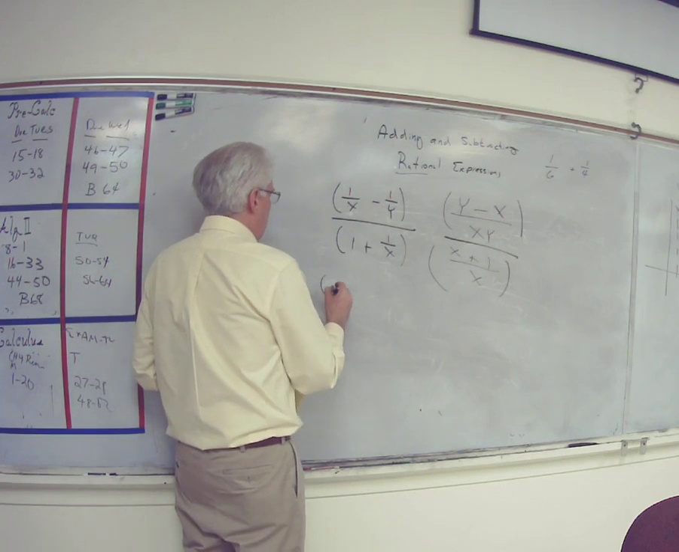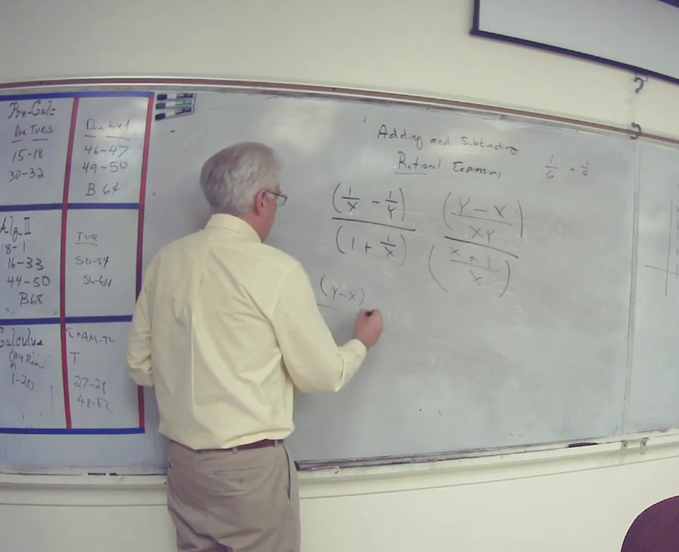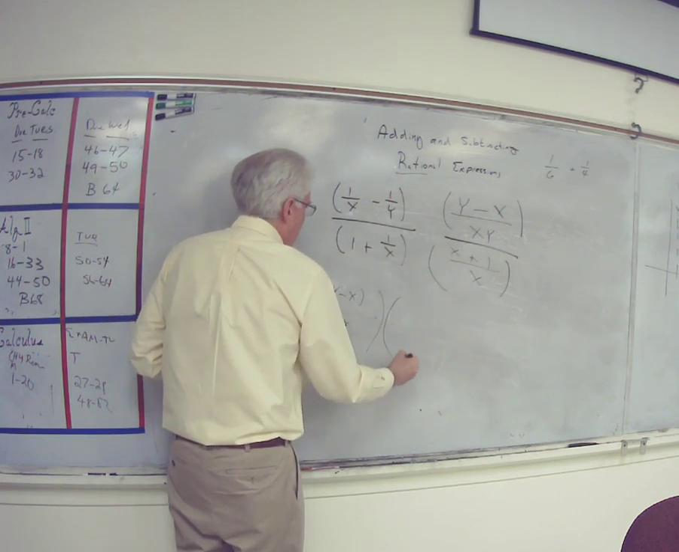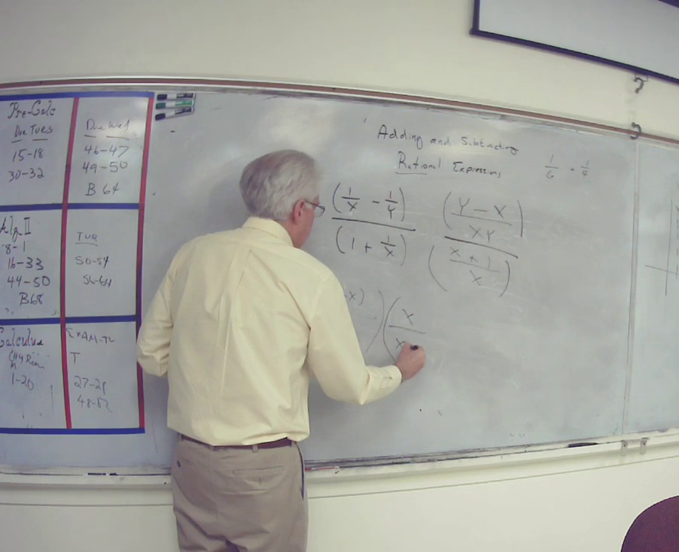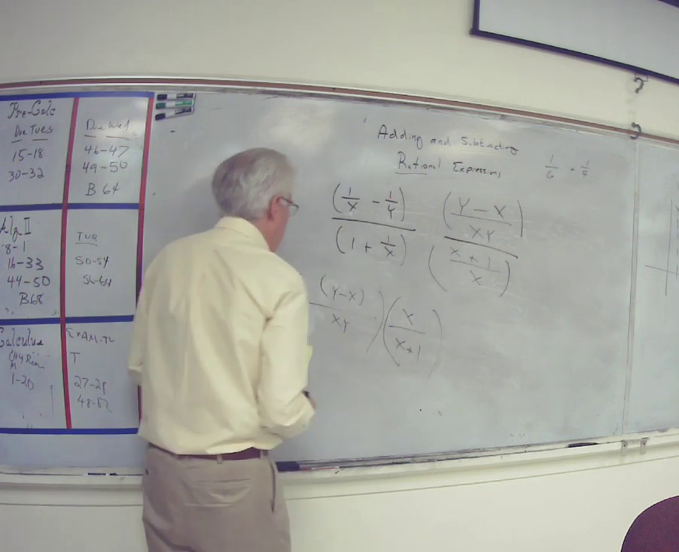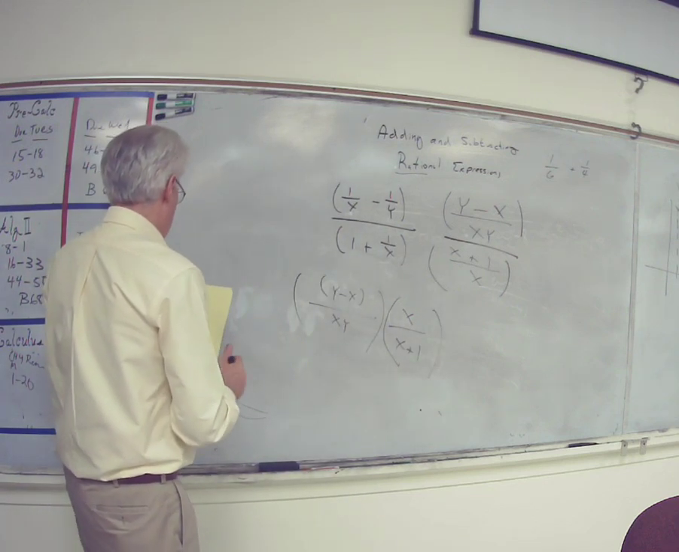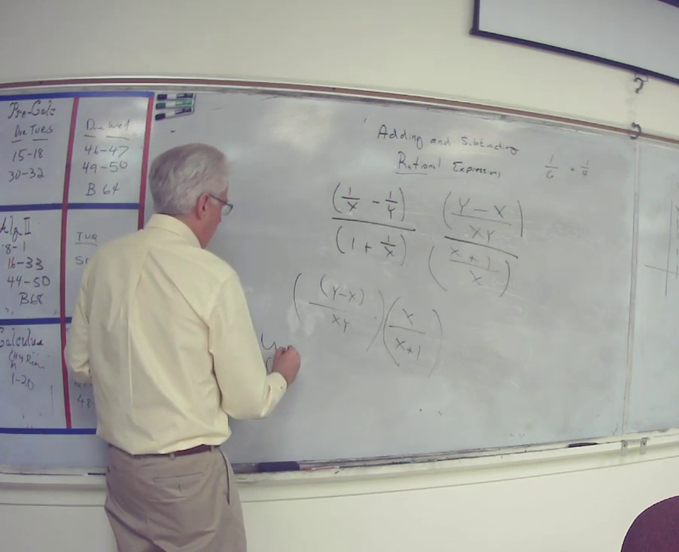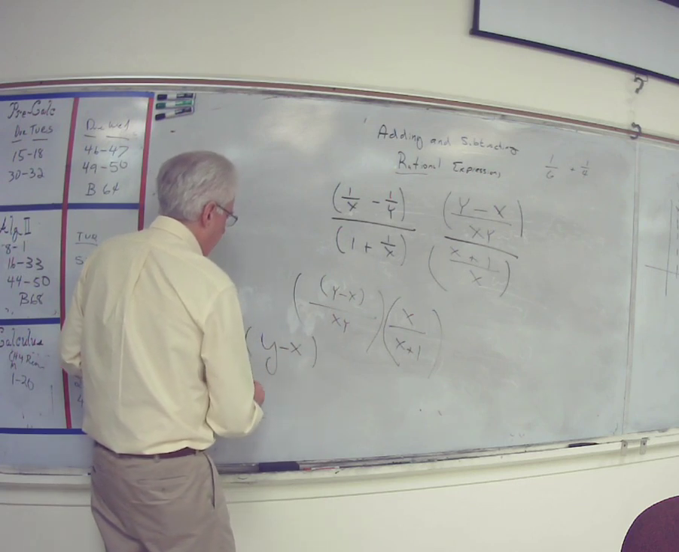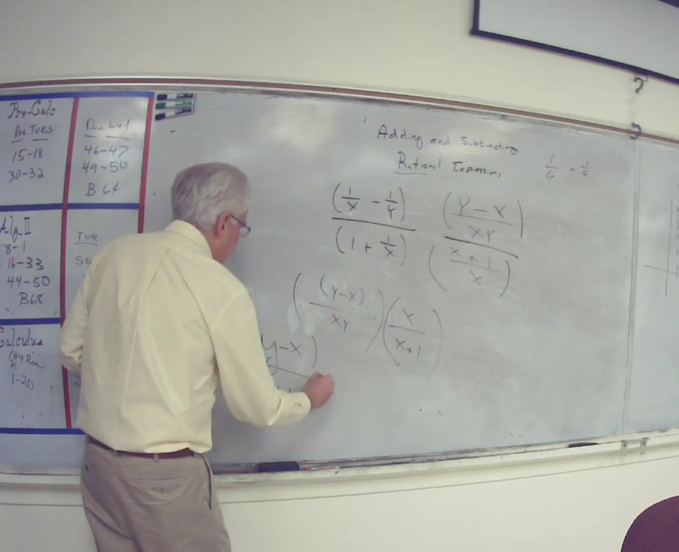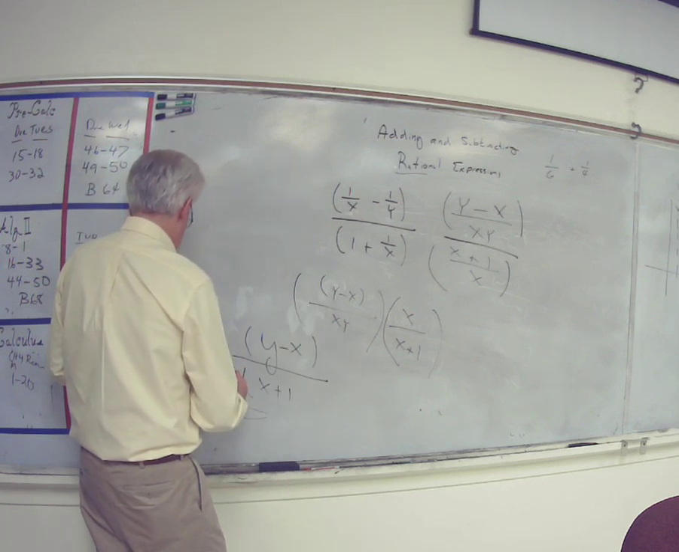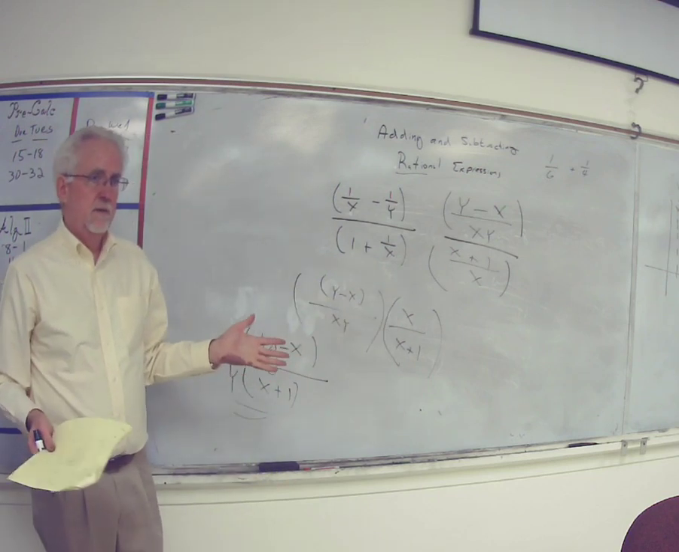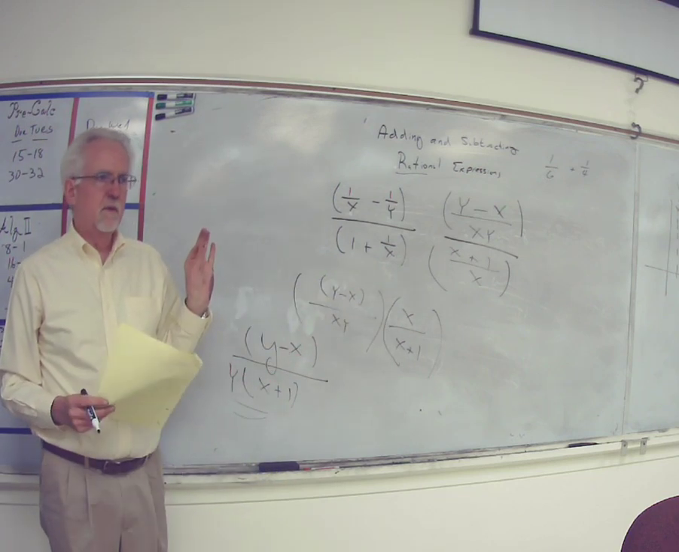So now I have y minus x over xy times the reciprocal of the denominator, x over x plus 1, right? And then what do I get? x over x makes 1, so I have y minus x over x plus 1, and I still have a y down there. Does that make sense? That x over that x made 1. So could everybody work the problem that way?